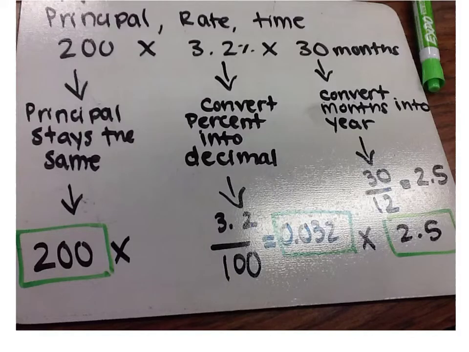Now it's time to plug into the equation. Principal stays the same. The percent rate is converted into a decimal, so 3.2 divided by 100 comes out to be 0.032, and 30 months is converted into years. 30 divided by 12 is equal to 2.5.